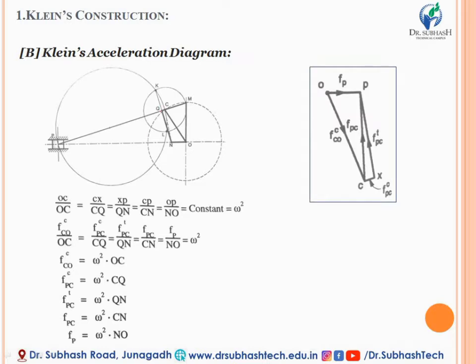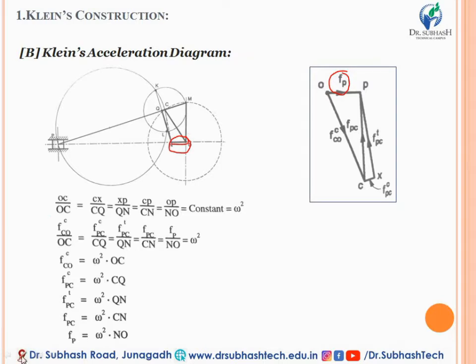vector of Klein's acceleration diagram. Again, we can say that OP represents the acceleration of the piston, and it coincides with NO, which is taken by drawing Klein's acceleration diagram. So we can say that NO and OP and all the remaining OC, CX, XP are truly equivalent to the vectors drawn by using the Klein's acceleration procedure.